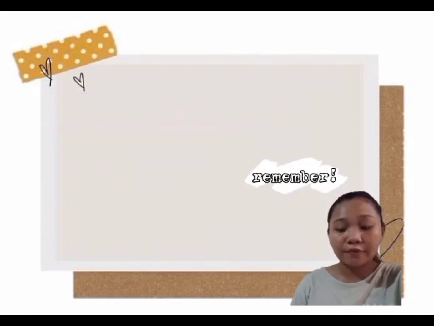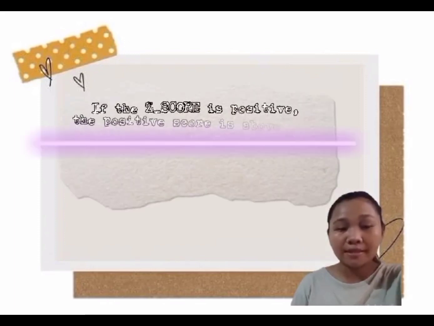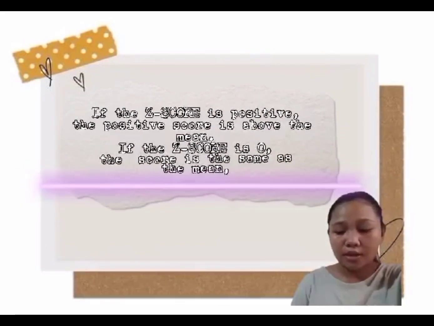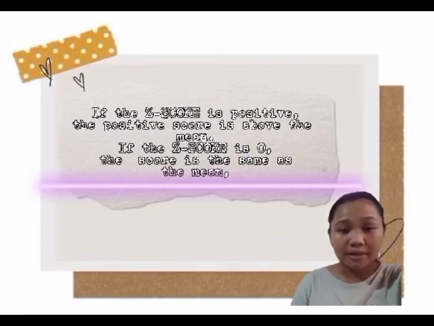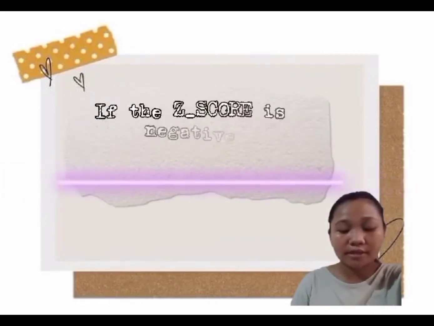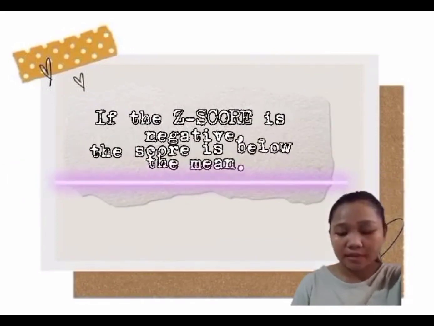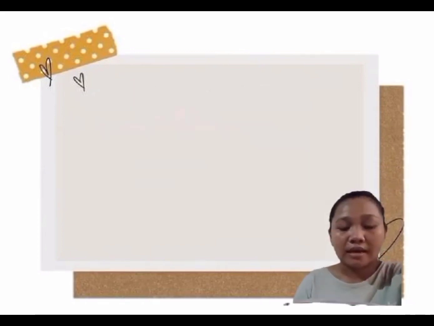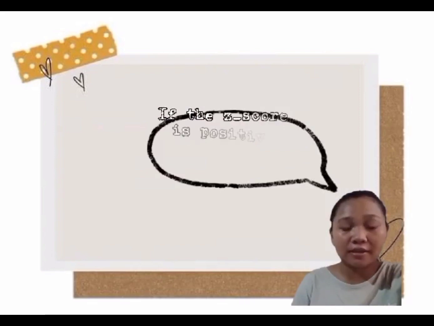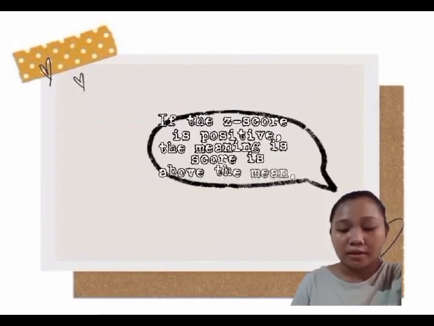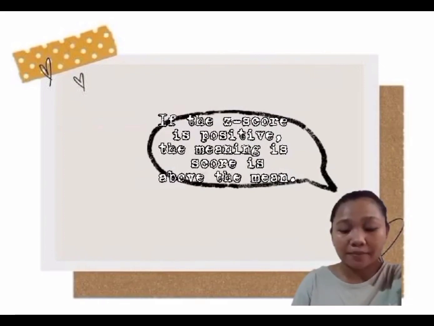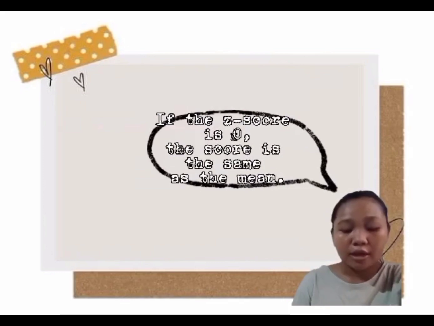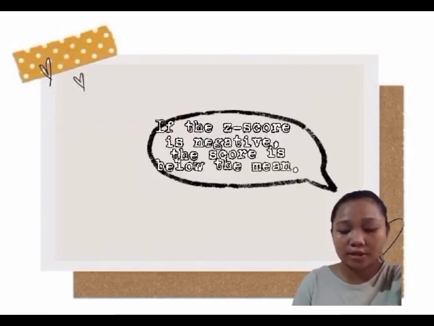Remember, if the z-score is positive, the score is above the mean. If the z-score is 0, the score is the same as the mean. If the z-score is negative, the score is below the mean. Again, if the z-score is positive, the score is above the mean. If the z-score is 0, the score is the same as the mean. If the z-score is negative, the score is below the mean.